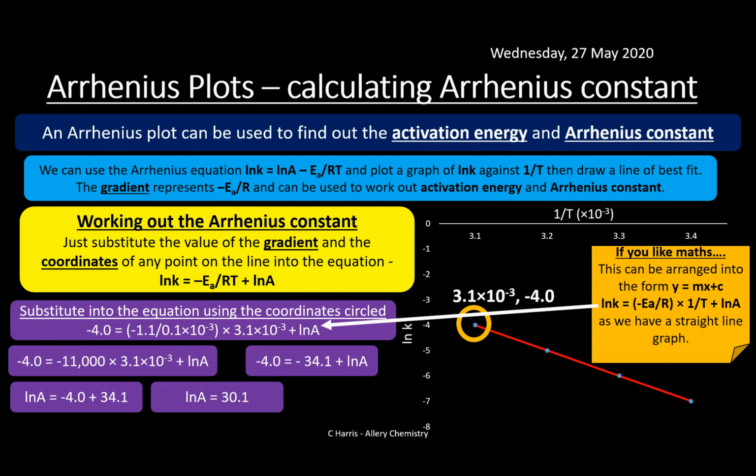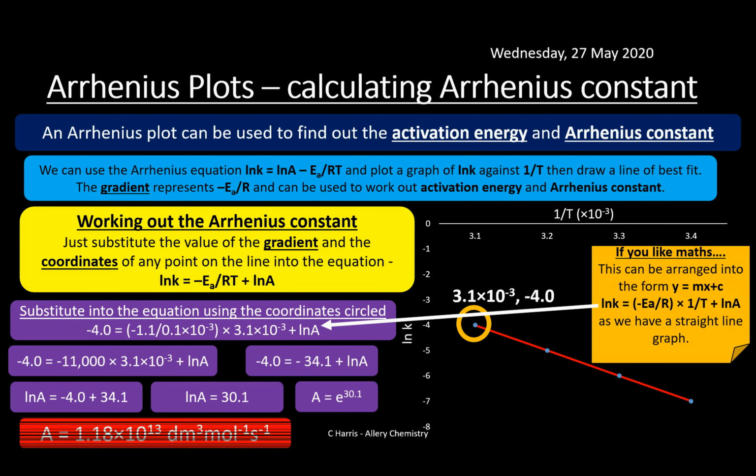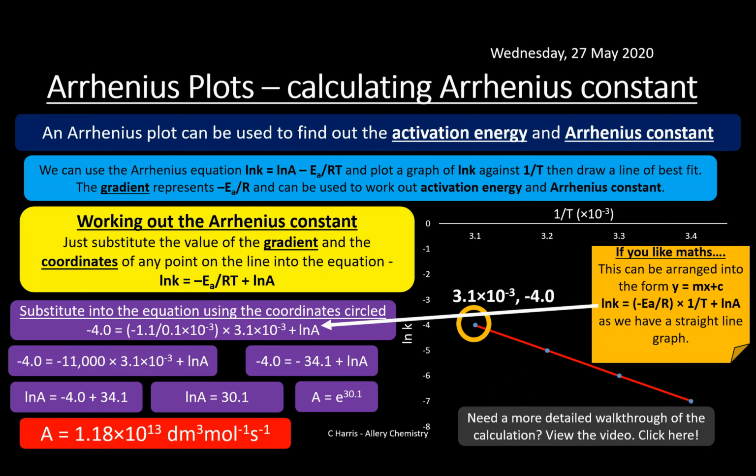And then we add those two numbers up and we get the value of ln A, which is 30.1. Now we just want to work out the value of A, which is the Arrhenius constant. To get rid of the natural log, we do the exponential. This is when you do have to use the exponential button. So you put the e in there, and then we put 30.1 on the top. And we should finally get the value of our Arrhenius constant to be 1.18 times 10 to the 13, dm3 mol to the minus 1, s to the minus 1.